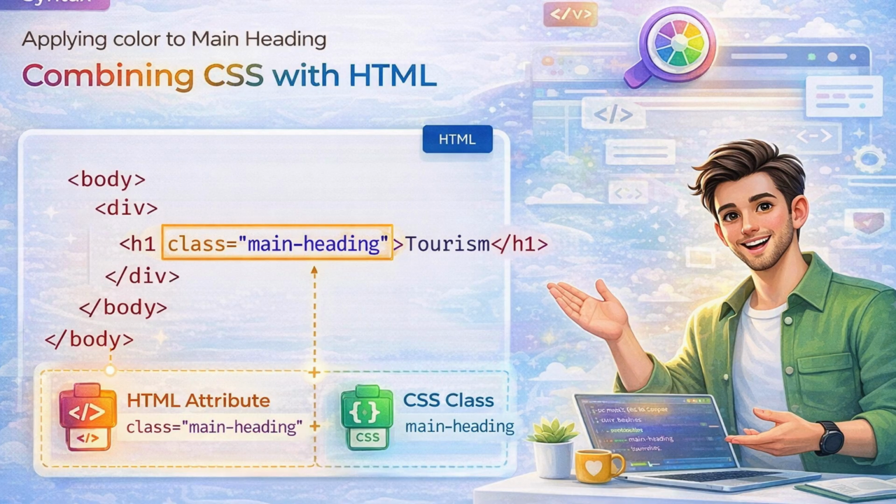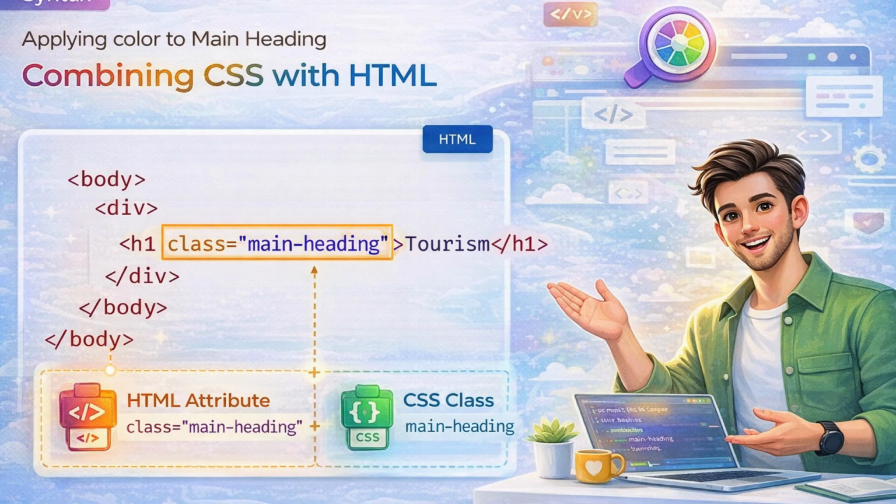Now let's see it in action. Here we have our HTML code again, but this time we've added something important. Look closely at the h1 tag. Class equal to main-heading. This means we are assigning a class to this heading. Now remember what we learned earlier, CSS uses this class to apply styles. So somewhere in our CSS we write .main-heading in curly braces, color: blue, and instantly, boom, our Tourism heading turns blue. This is how HTML and CSS communicate and work together.